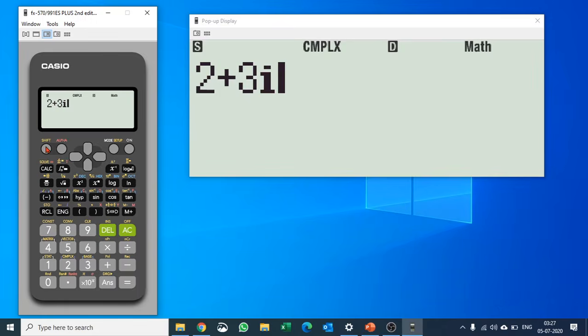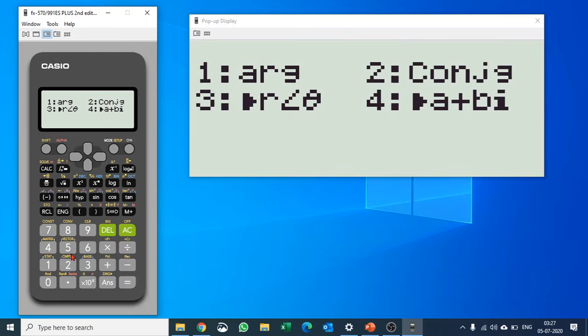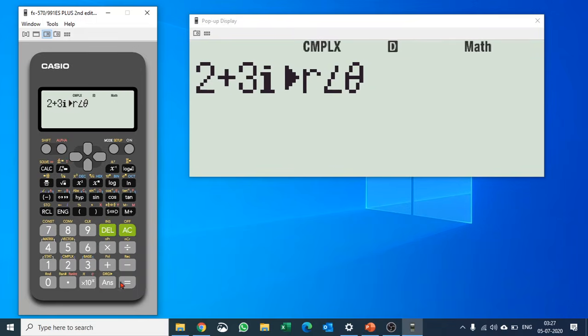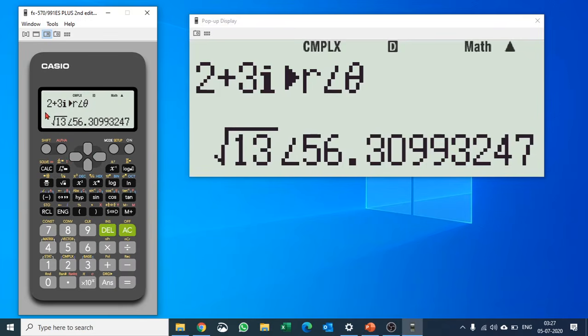You can push shift and 2 to go into complex mode, and you can see these options there. So you can convert input into polar form or rectangular form. We have put in rectangular and we would like to convert this into polar. So I'll select 3, it equals, and you see you get the answer root 13 and 56 degrees.